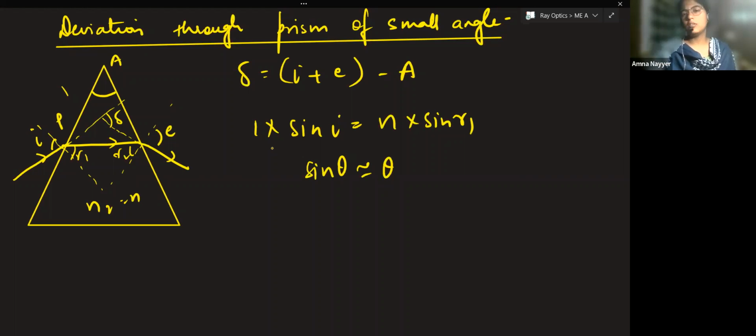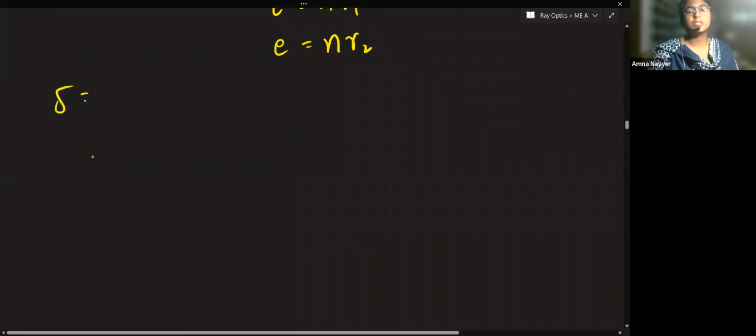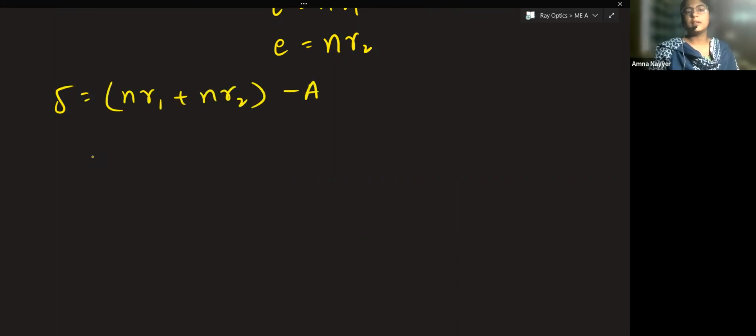So basically in your deviation through prism of small angle, the approximation that you will use is I will be directly equal to n r1, right? Sine will get vanished. Similarly, E will be equal to n r2. Now put it in the equation of deviation. So this becomes n r1 plus n r2 minus A.